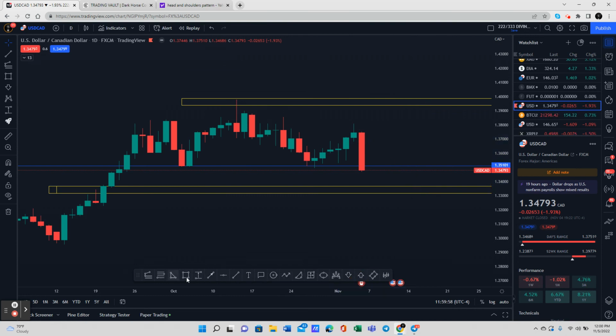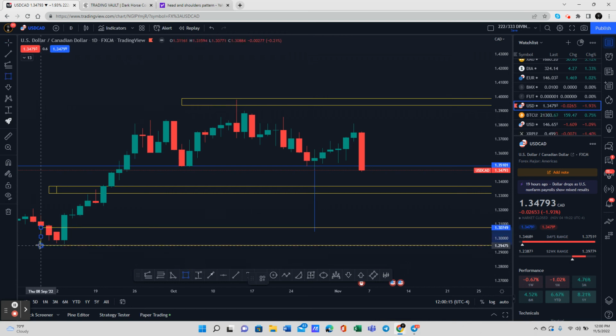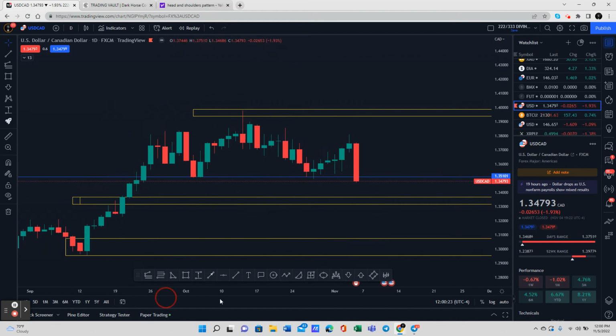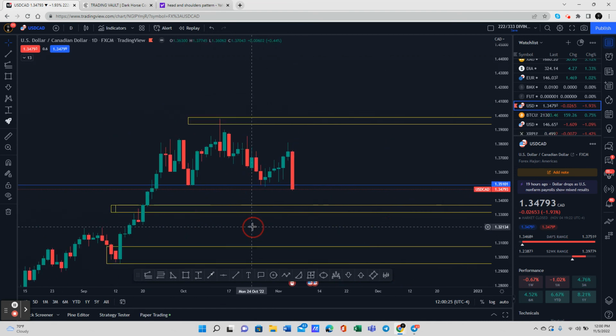What is one of the old ways you can do it? Some people go vertical from the head down to the neckline again. And they put it on a neckline. And this is the target area that they think that price could come to by doing it like that. So there's multiple ways you can do that. So this will be the target area based off of doing it like that. I like this one a little bit better because of that.